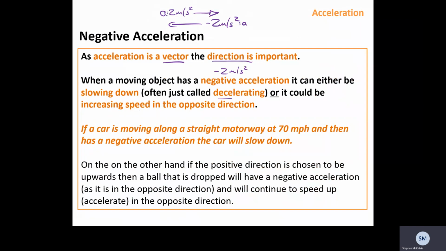If the car is moving along a straight motorway at 70 miles per hour and then has a negative acceleration, the car will be slowing down. But if the positive direction is chosen to be upwards when a ball is dropped, so my ball is here, let's say that positive direction goes that way, it will have a negative acceleration because it's accelerating towards the ground. Negative is in this direction. It will continue accelerating in that direction at 9.8 meters per second squared, because of the force of gravity. The acceleration due to gravity.